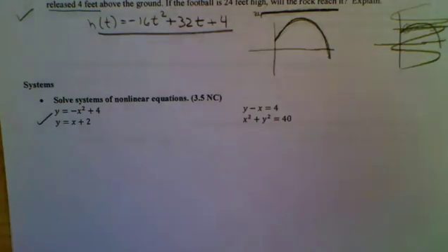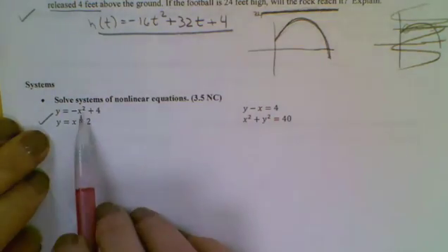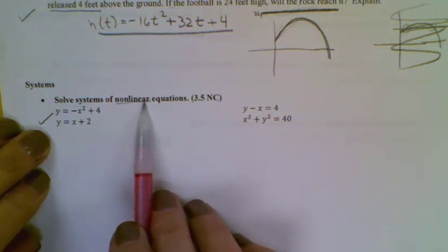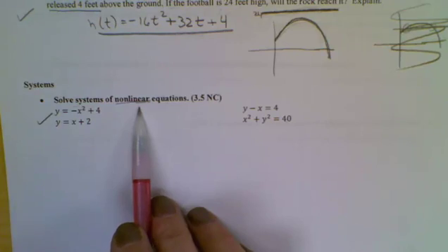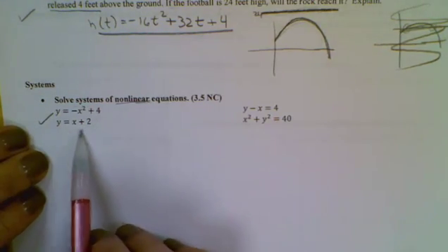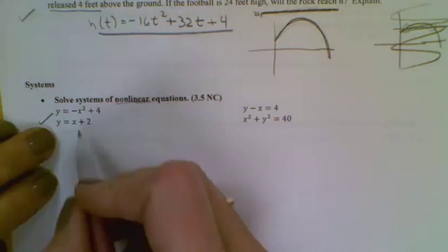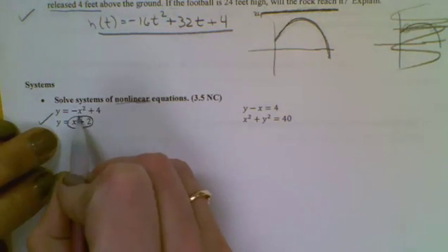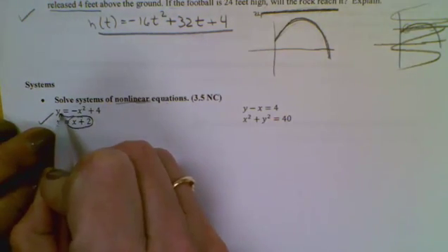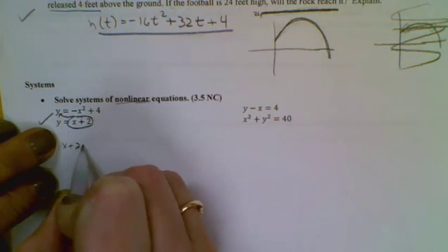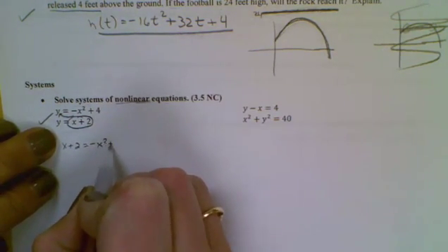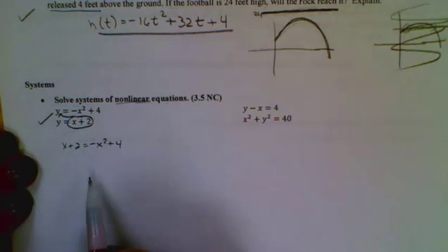All right, let's finish up chapter 3. So solving systems of nonlinear equations just means you're going to solve a system of equations, but they aren't straight lines. When you have a system of equations, you're going to use substitution. So if y equals x plus 2, you're going to substitute that in the other equation. So x plus 2 has to equal negative x squared plus 4. Then you have to just solve that equation.